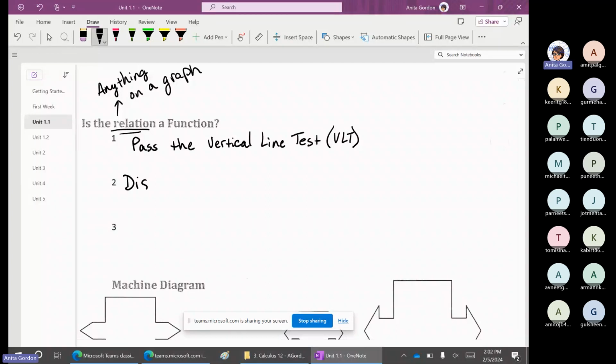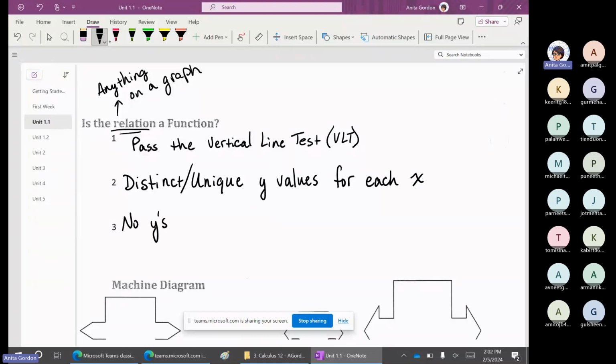We want distinct or unique y values, distinct y values for each x. And when we write the equation, no y's in the equation.